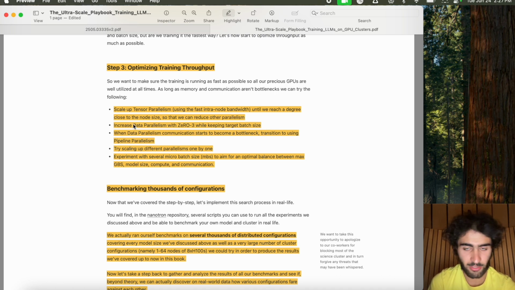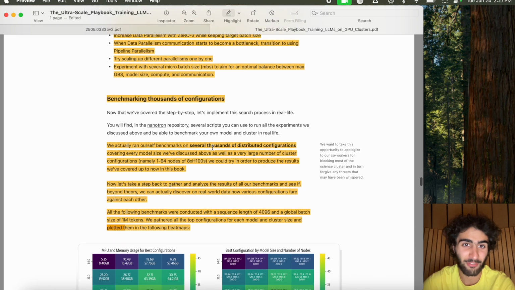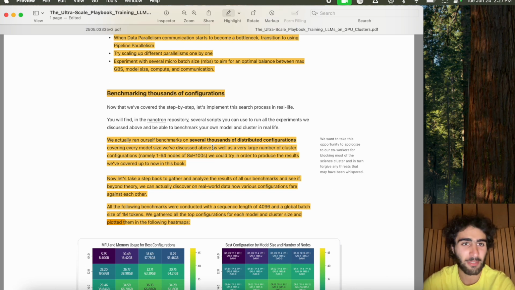So I imagine that if we increase our data parallelism, we'll have to decrease the size of our batches. And once again, this is more of a technique that is available in a GPU-rich regime. And when data parallelism starts to become a bottleneck, we transition to pipeline parallelism. So pipeline parallelism is definitely one of the techniques which scales well into the 512, 1024 GPU training runs. And just another advice is just try different parallelisms one by one, kind of like a science to it. You just have to make experiments, and then try several micro batch sizes to aim for an optimal balance between max global batch size, model size, compute, and computation.